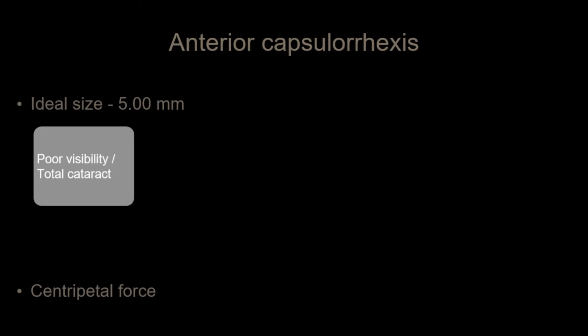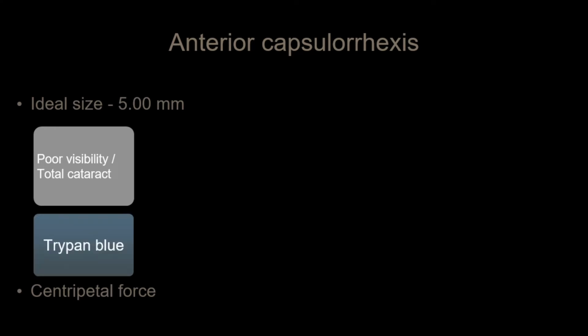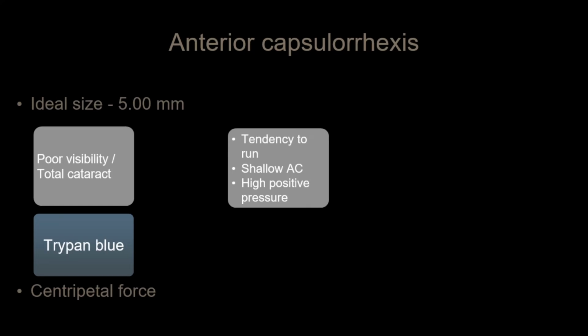Now, if we have poor visibility or a total cataract, we want to improve the visibility. So we'll use a trypan blue dye. In children, we need to use it for about 1 minute to stain the capsule properly. It also has a tendency to run, and there's a shallow anterior chamber and a higher positive pressure.